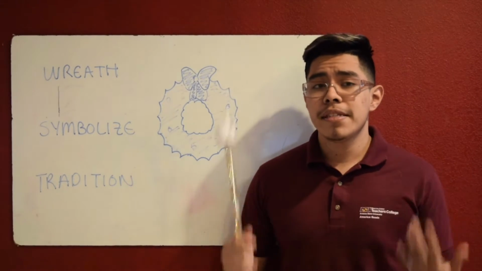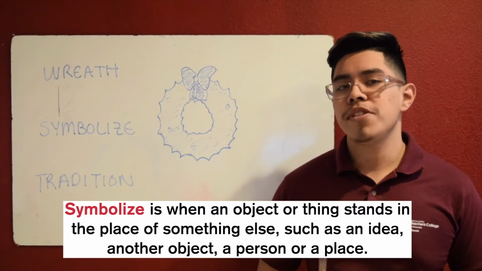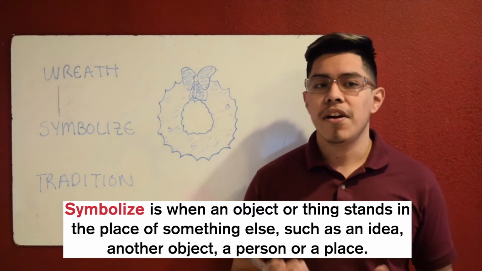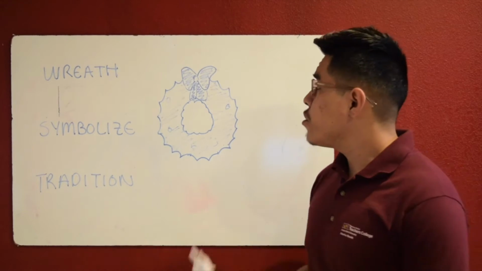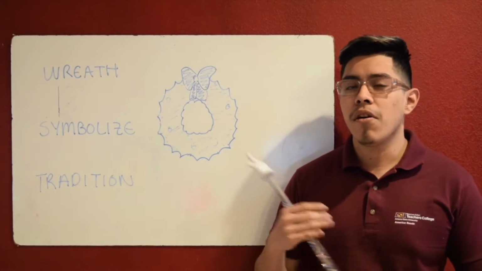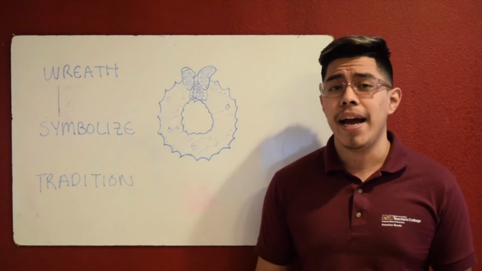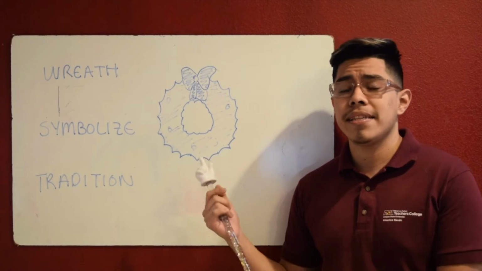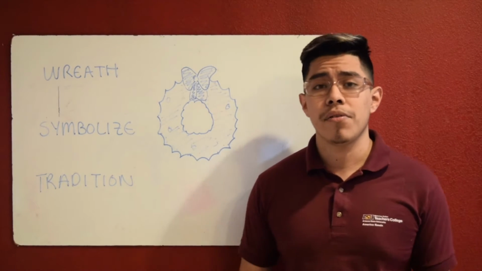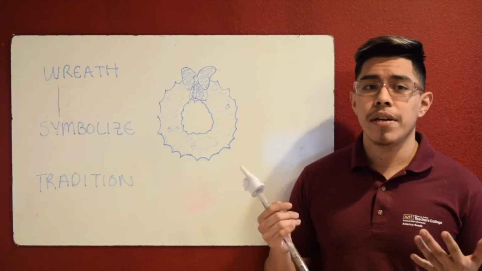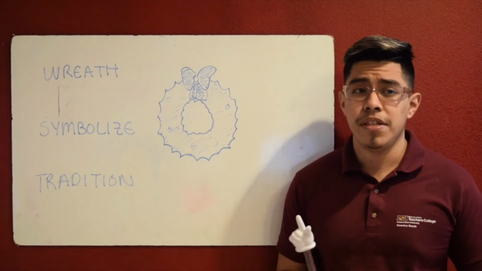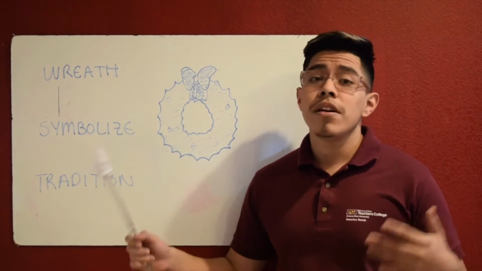So now, symbolize. Symbolize is when an object or thing stands in the place of something else, such as an idea, another object, a person, or a place. So a wreath can symbolize different things based on different cultures, different traditions that everyone has. So it can symbolize anything that it could be. Or like, for example, flags. Each flag symbolizes its own country, and it shows where the location is and what it symbolizes for each country.